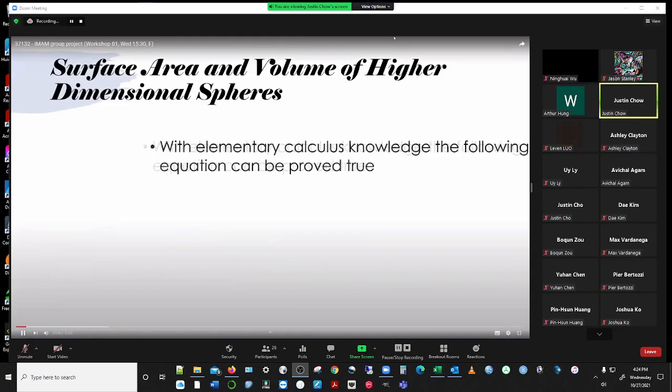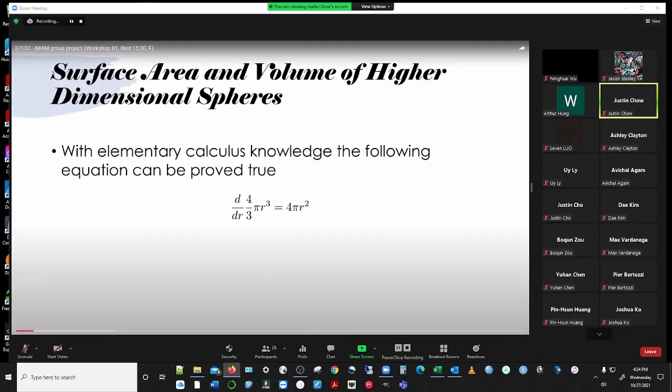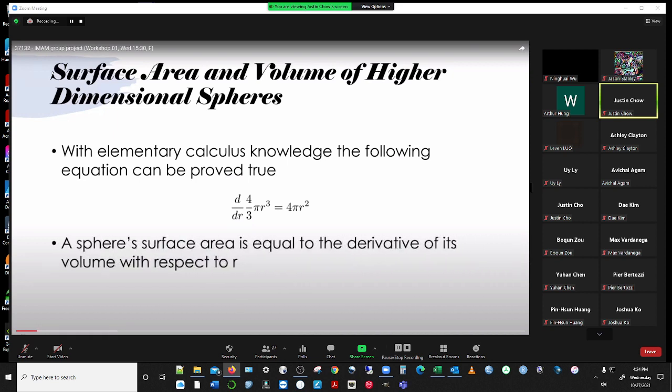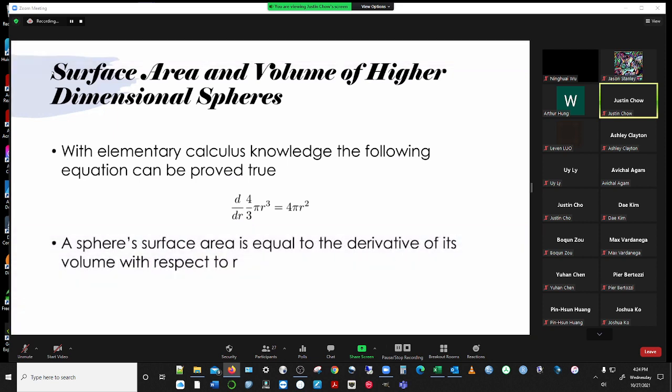With elementary calculus knowledge, the following equation can be proved true. In other words, the derivative of the volume of a sphere is equal to its surface area. Is this a mere coincidence, or can we derive this relationship mathematically?